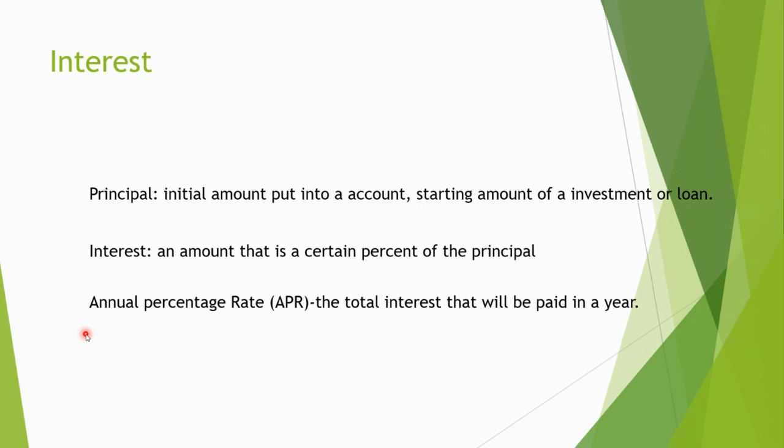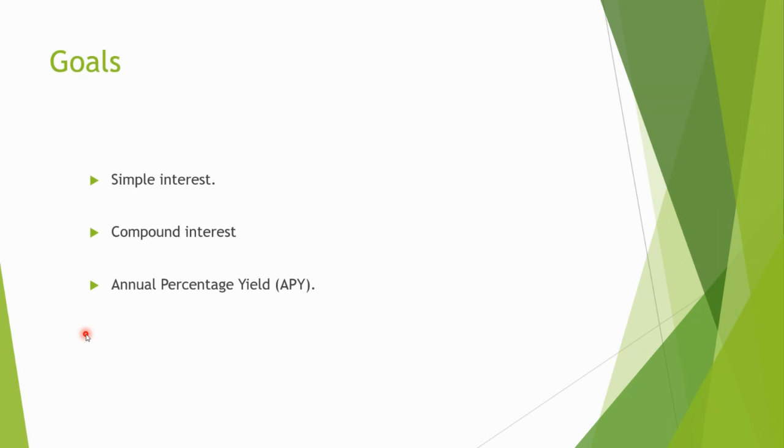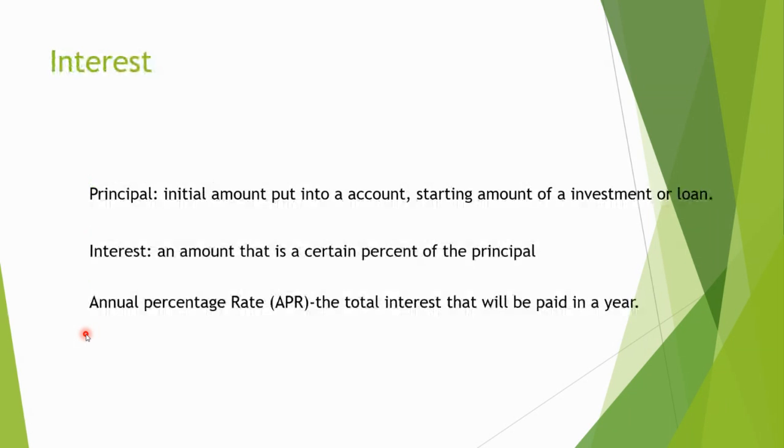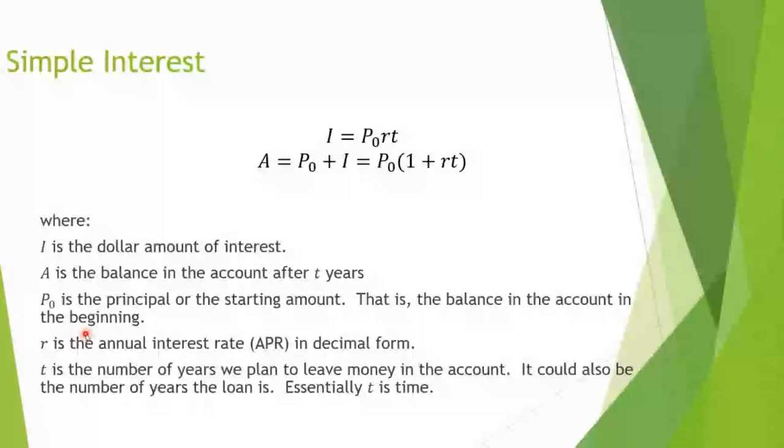Now, in a whole year, you're going to have to pay interest, and that's what APR is. That's just the total interest you're going to have to pay in a year, APR. Okay, again, it's not the annual percentage yield. That's a little bit different. This is the annual percentage rate. Okay, it's how much interest you pay in a year. But first, let's get to simple interest.